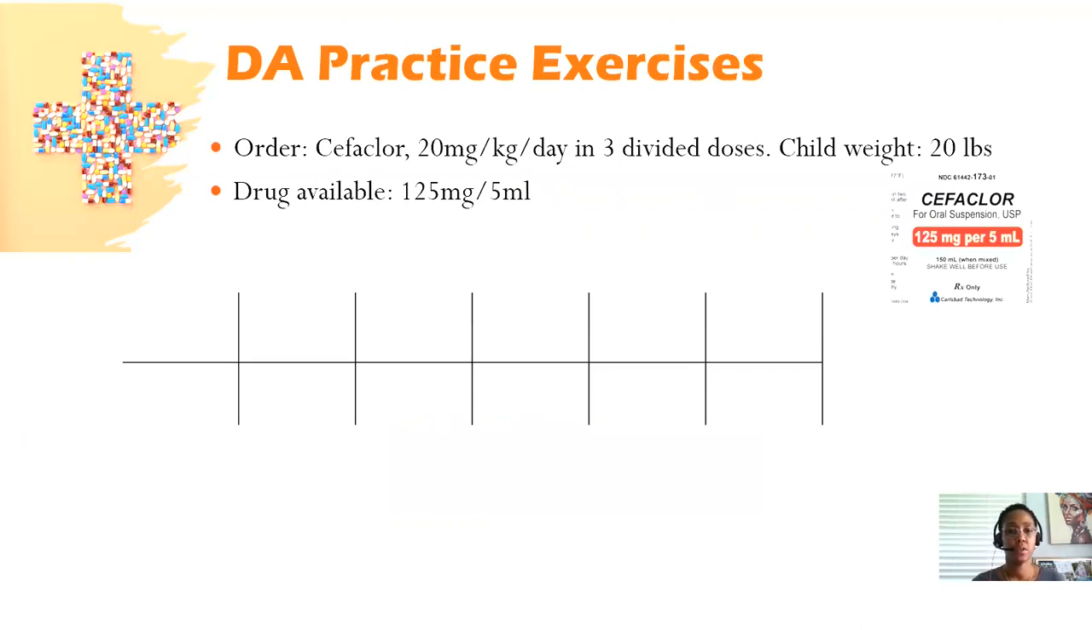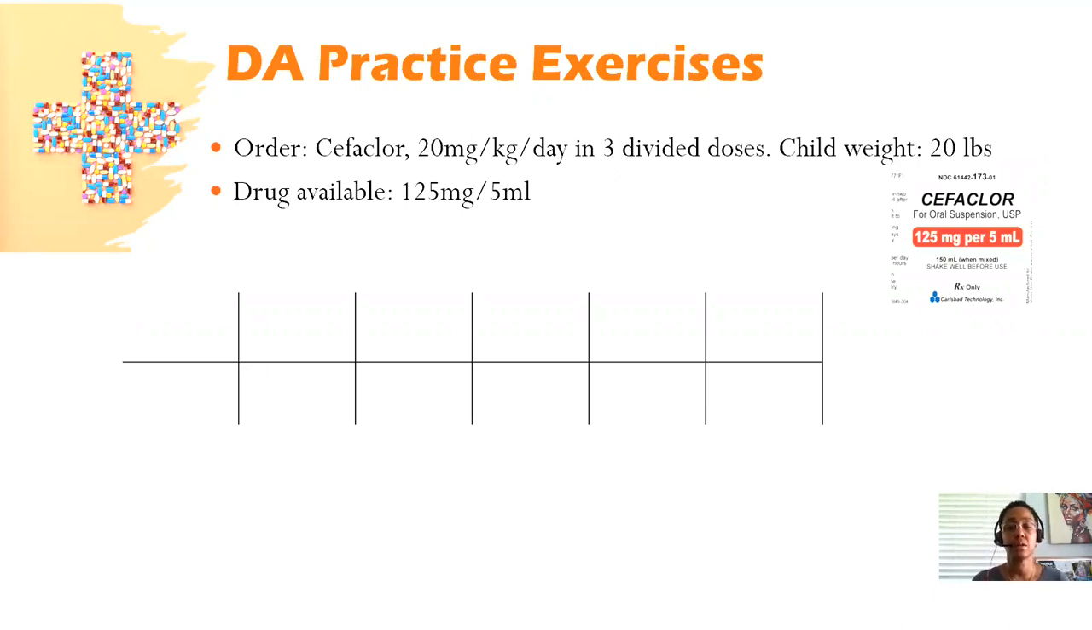Okay, so I think this is our last practice exercise. Our order is for cefaclor, 20 milligrams per kilogram per day in 3 divided doses. So the order is per day, you're going to divide that into 3 doses. The child weighs 20 pounds. The drug is available at 125 milligrams in 5 mLs. How much are we going to give per dose?